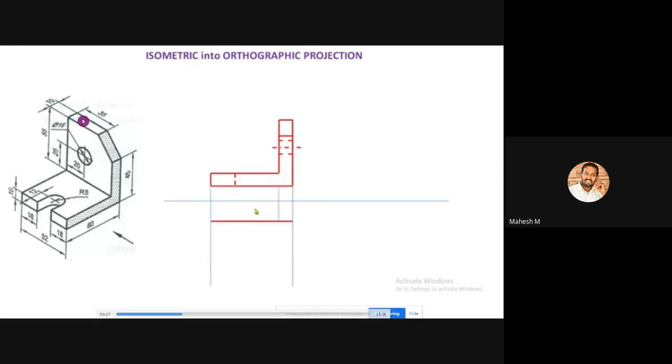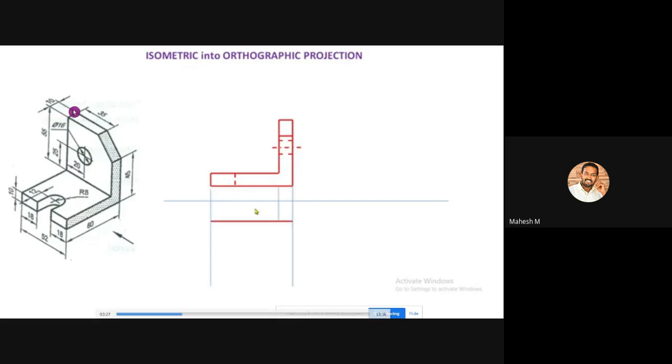So if you are looking from the top view, you can able to see this profile and you can able to see this profile. So this profile, this L shape will not be visible because it is front view. This front view will not be visible. So you can able to see this profile and you can able to see this profile and you can able to see this profile.